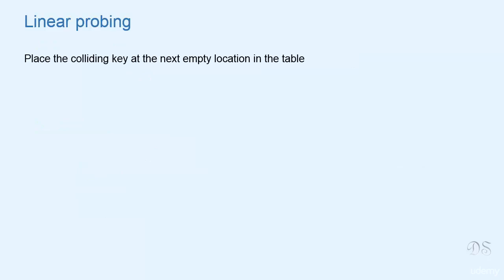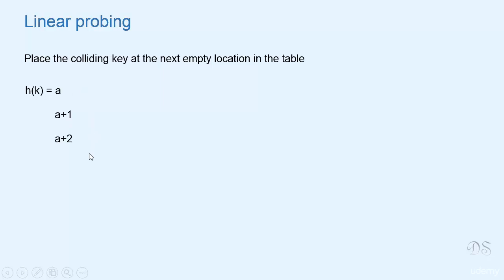In this technique, we'll place the colliding key at the next empty location in the table. So suppose we have a key K and it is mapped to some address A by the hash function. Now if this address A is empty, we can place the key there. But if it is already occupied, then we look at the next location of the table. So we look at address A plus 1. Now if this address A plus 1 is empty, we can place the key at this address. Otherwise, we look at address A plus 2.